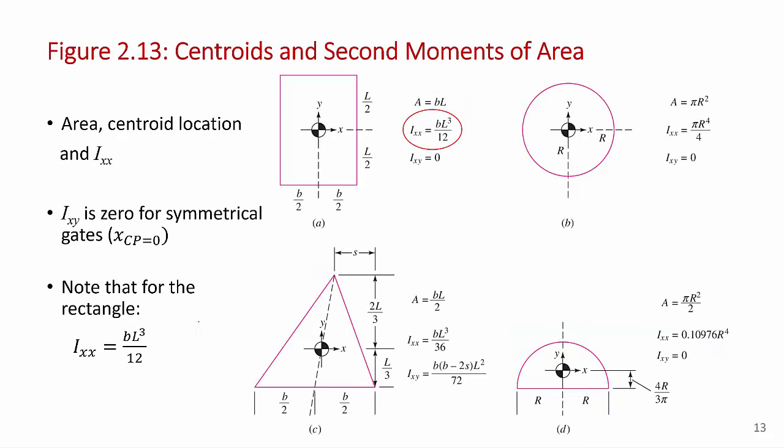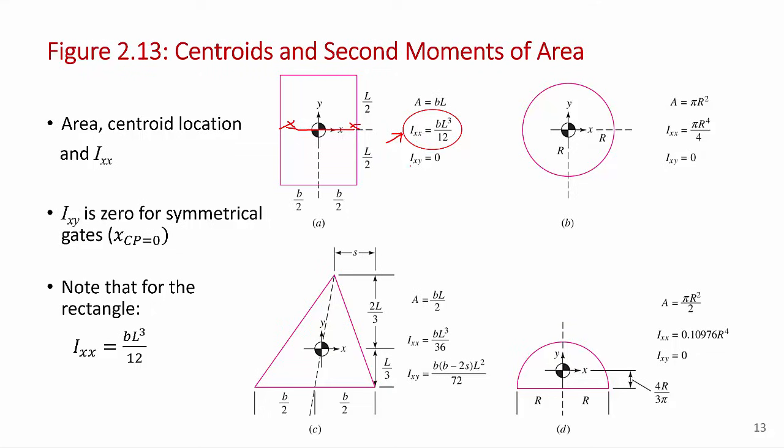So a lot of the times we'll be dealing with a rectangular gate, and for a rectangular gate, the second moment of area about the centroid through a horizontal axis, here from xx, is bh cubed upon 12, and I'm sure you've seen that before. It's going to come up enough that it's probably worth remembering.